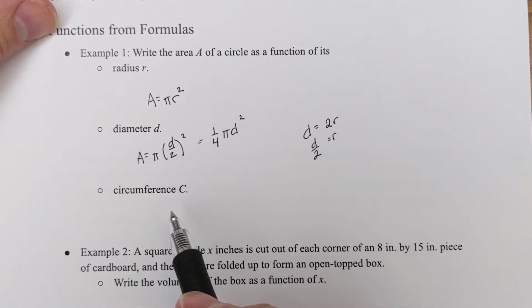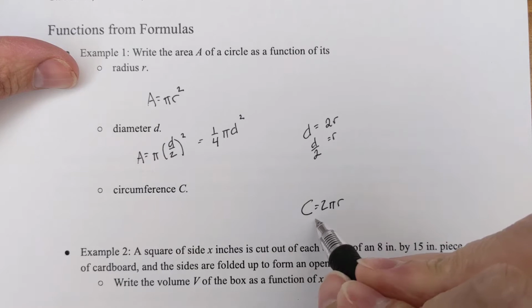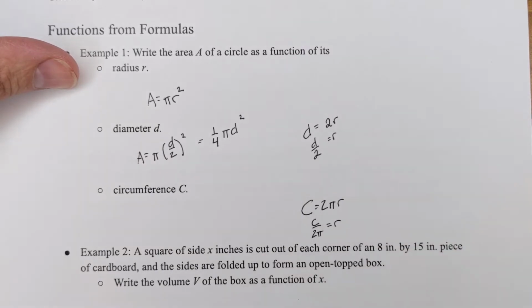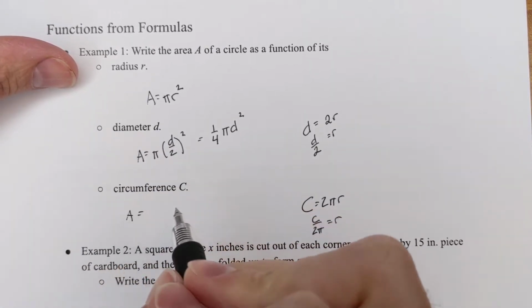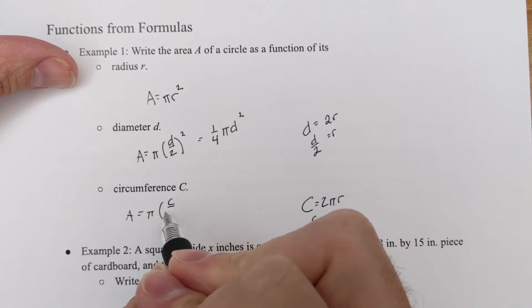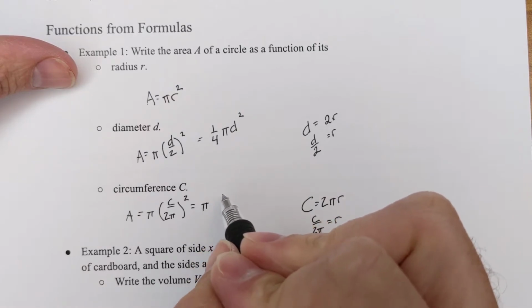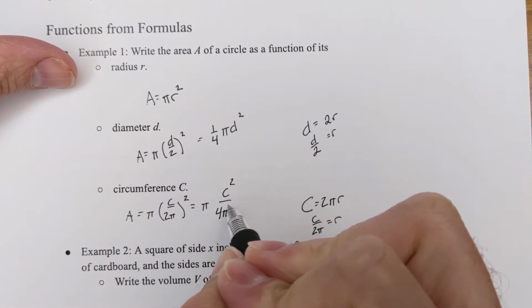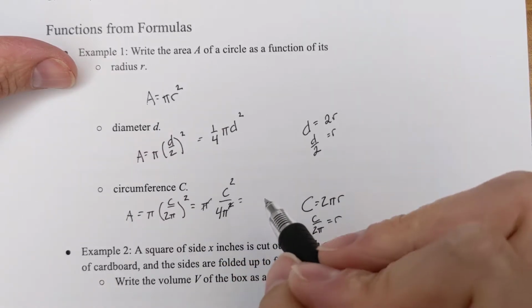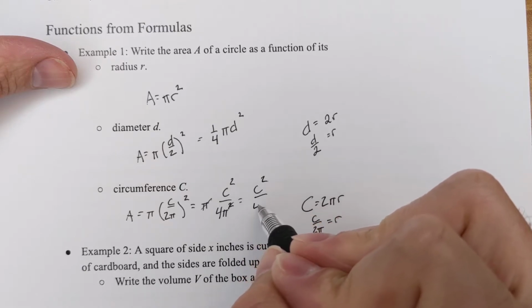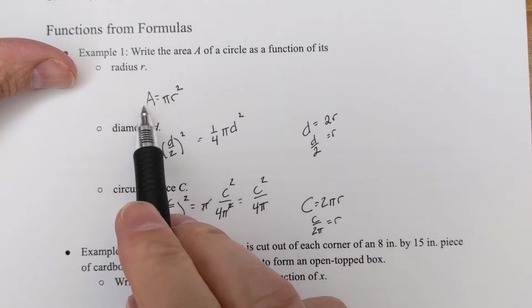There's circumference c. Circumference is 2 pi r, but I need to solve that for the radius. So the circumference divided by 2 pi is the radius, and then that goes up into this equation. So the area is equal to pi times c over 2 pi, squared. So pi times c squared over 4 pi squared. That's just squaring the fraction. So this is going to cancel that one, and I'm going to have c squared over 4 pi. So it's the area in terms of the circumference, area in terms of the diameter, area in terms of the radius.